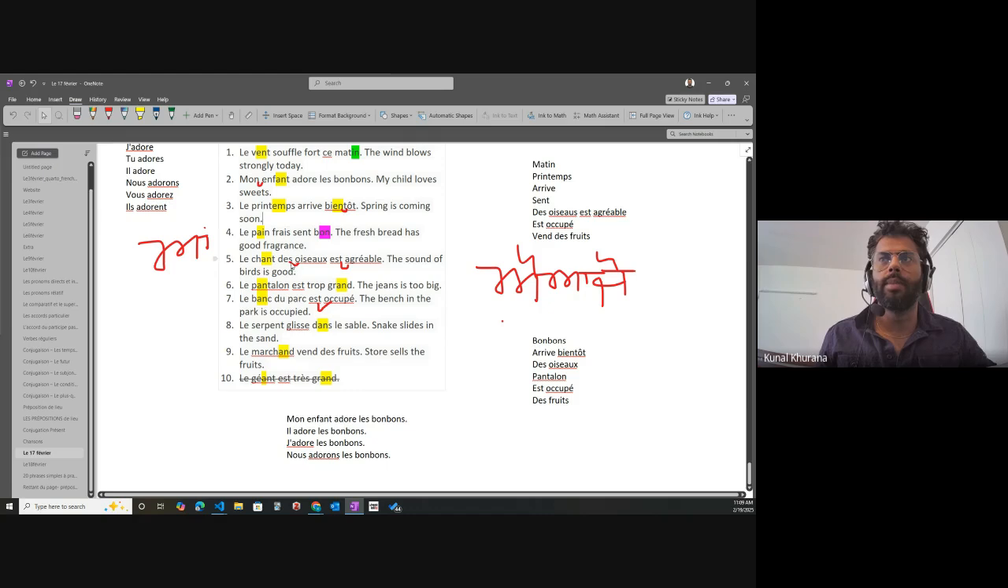And then there is liaison. Because after S is O, after T it's A. So there are two liaisons here. Le chant des oiseaux est agréable. Then it's pantalon, le pantalon. And then also here is a liaison, est occupé. Les bancs du parc est occupé. And then here's le marchand vend des fruits.